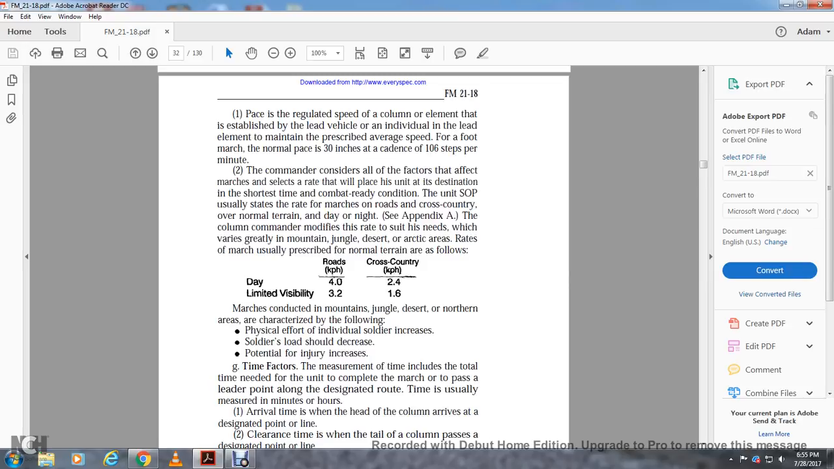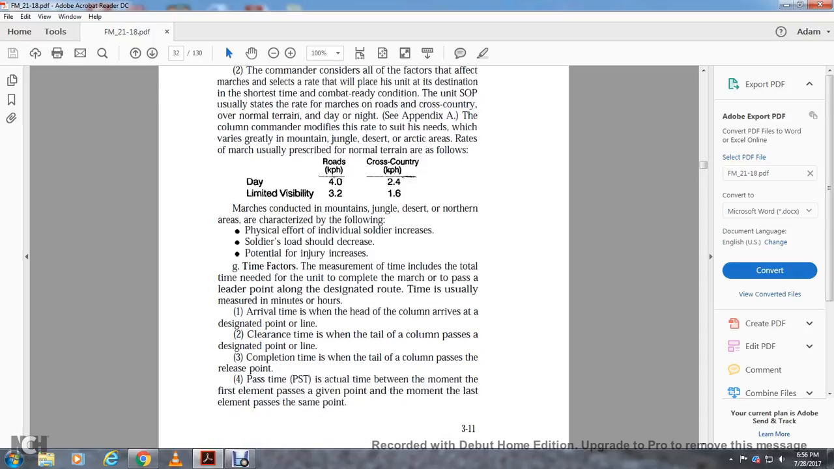Rates of march are usually prescribed in normal training as follows. Day is 4.4 kilometers per hour on the road and 2.4 kilometers cross-country. In limited visibility, it is 3.2 kilometers per hour on the road and 1.6 kilometers cross-country.